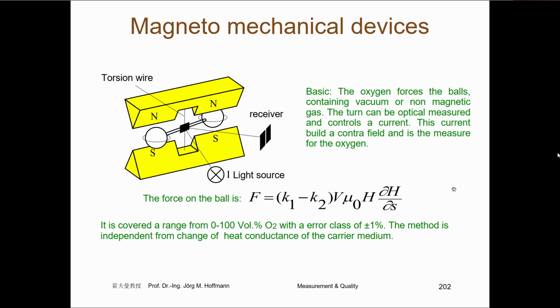These devices are also produced by Hartmann and Braun, a German manufacturer of measurement devices. Not only oxygen, they produce a lot of different things, all kinds of sensors and measurement devices.